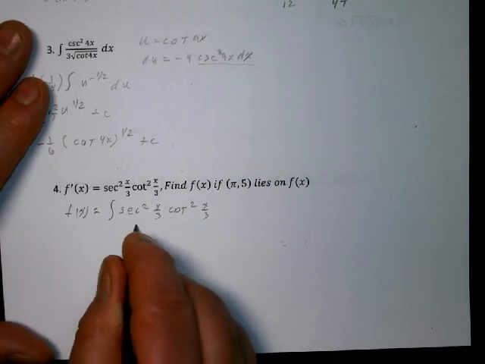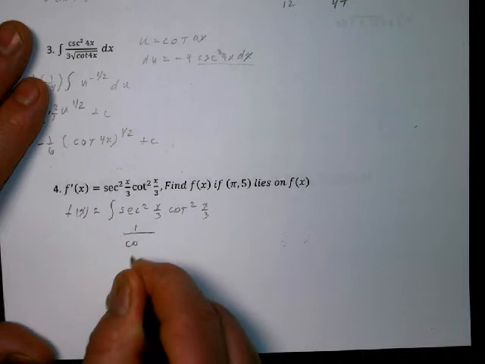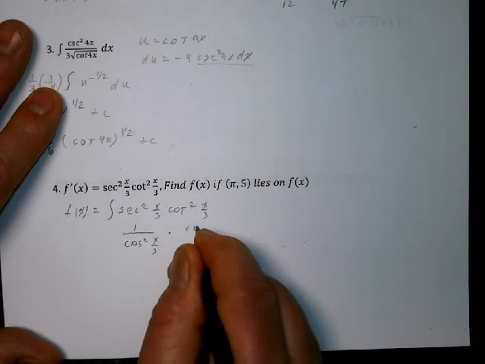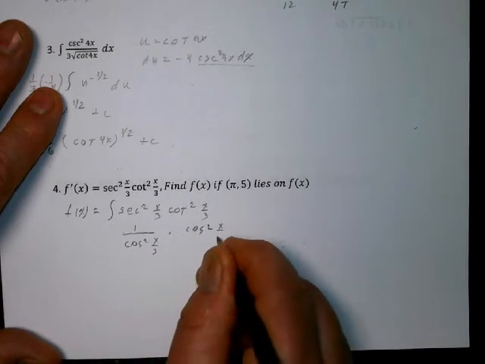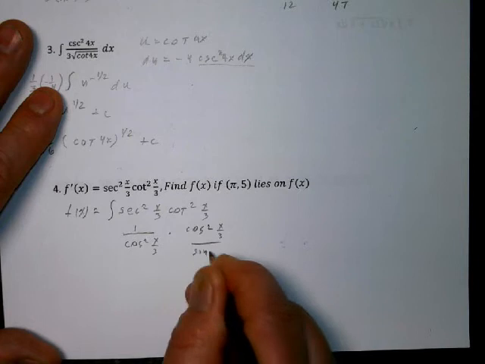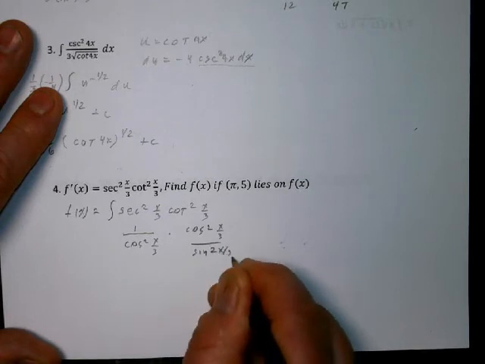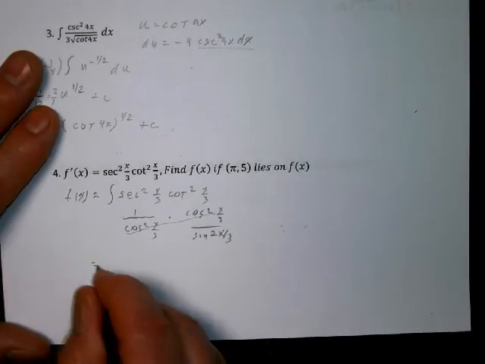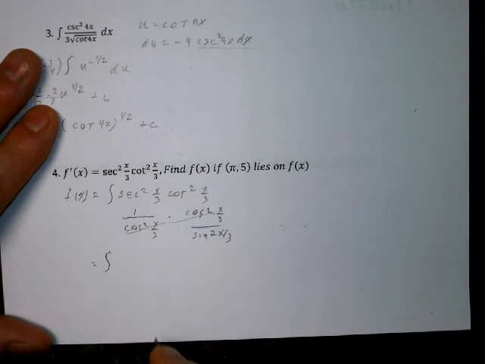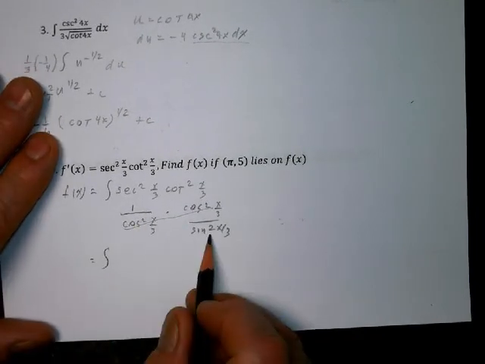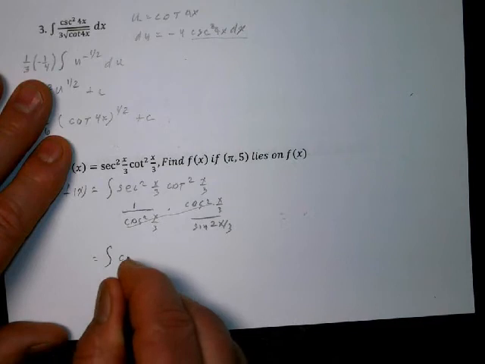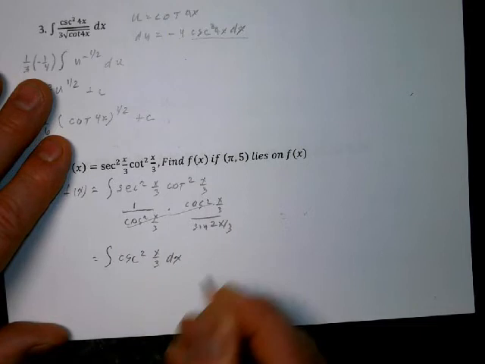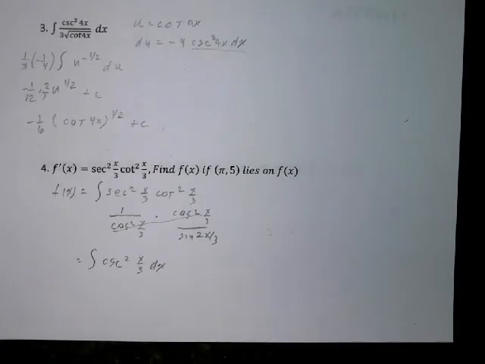Now let's take a look at what this really equals. The secant squared is really 1 over cosine squared, right? Cotangent is really cosine squared x over 3 divided by sine squared x over 3, right? These divide out. So what f of x really equals is 1 over sine squared x over 3, so it's really going to be equal to cosecant squared x over 3 dx. That's really what I'm integrating.